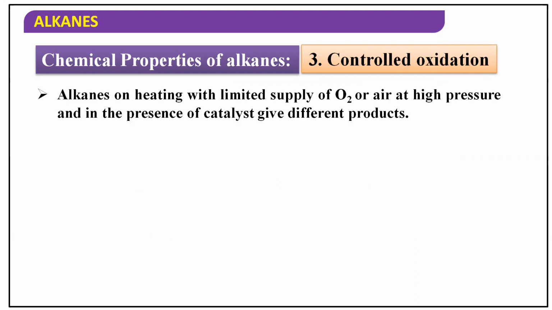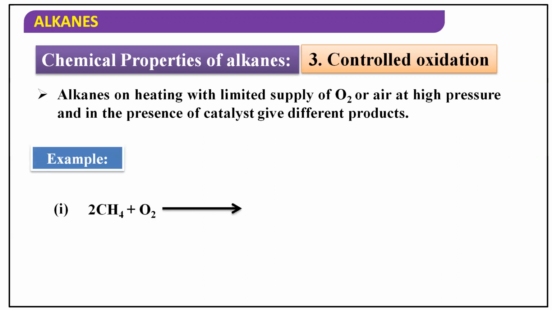So the main point which you have to remember is alkane on heating with limited supply of oxygen or air at high pressure and in presence of catalyst give different products. Now you can see that methane itself we have discussed. Copper, 523 Kelvin, 100 atm pressure.